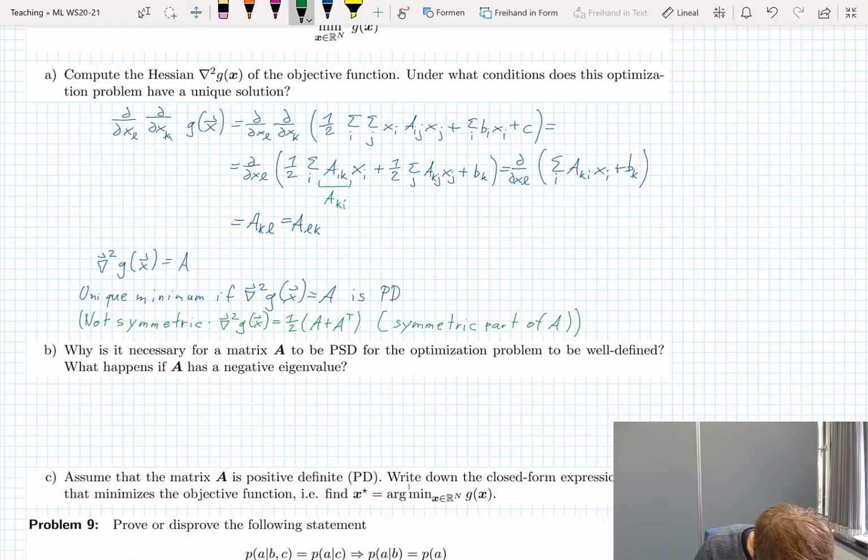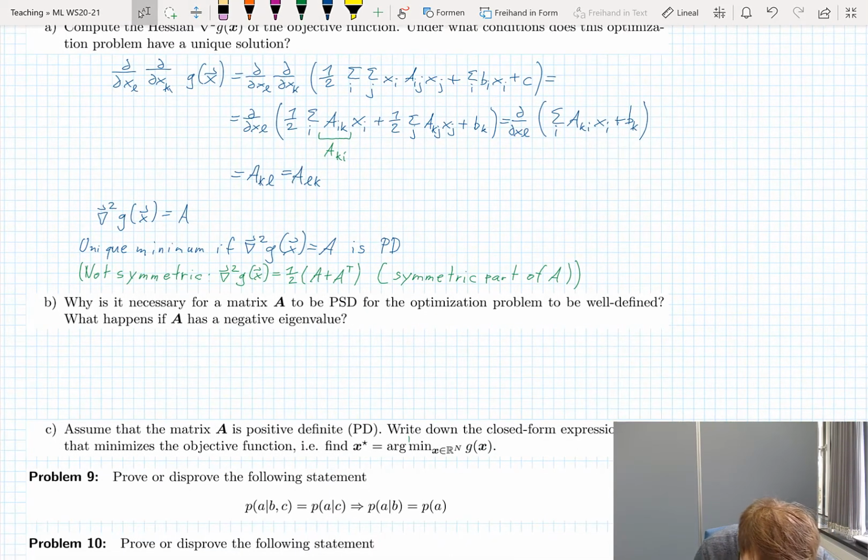Okay, next up. Why is it necessary for matrix A to be PSD for the optimization problem to be well defined? What happens if A has a negative eigenvalue? Okay, so let's do this properly and prove this. So basically what we want to prove is: well defined implies A PSD.